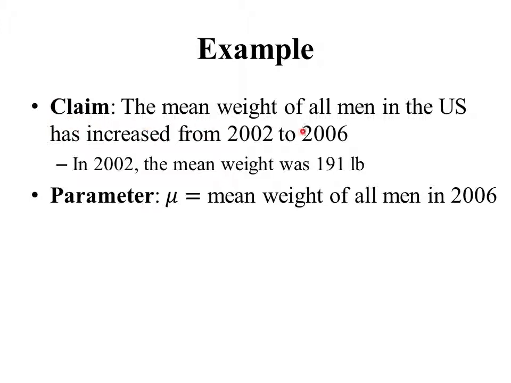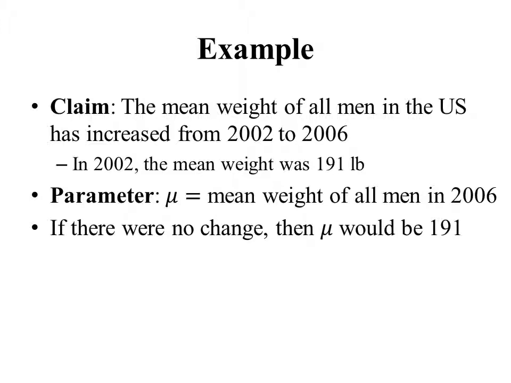Okay. So here's our example. Here's the claim. The mean weight has increased from the year 2002 to 2006. In 2002, the mean weight was 191 pounds. So our parameter is mu, the mean weight of all men in 2006. So if there were no change, then mu would be equal to 191, the mean weight in the year 2002. So our null hypothesis is going to be the statement of no change. The null hypothesis is the statement that mu equals 191.